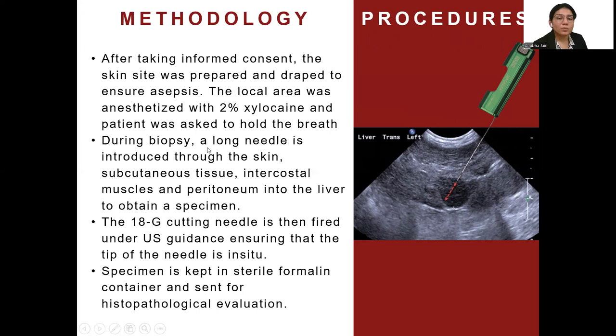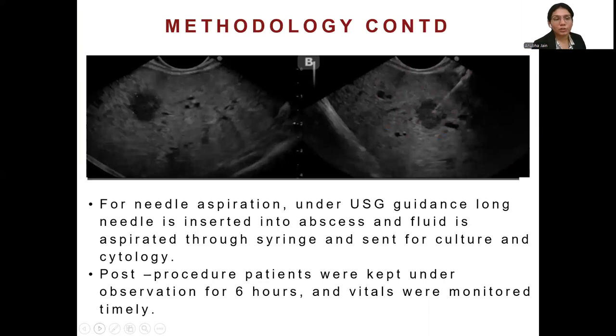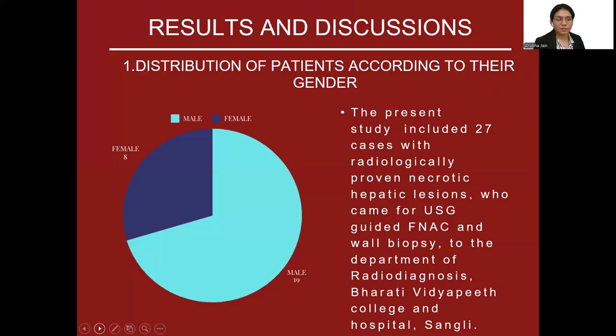During the biopsy, a long needle was introduced into the skin, subcutaneous tissue, intercostal muscles, peritoneum, and finally into the liver lesion. An 18-gauge cutting needle is then fired under the ultrasound guidance, ensuring that the tip of the needle is in situ. Specimen was then sent in formalin for histopathological evaluation. For needle aspiration, under ultrasound guidance, a long needle is inserted into the abscess, fluid is aspirated through the syringe and sent for culture. Post-procedure, we monitored the patient for 6 hours.